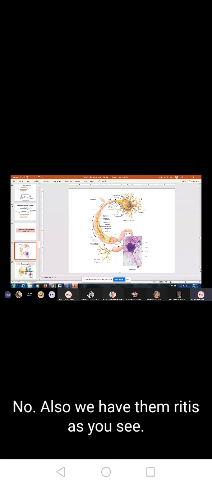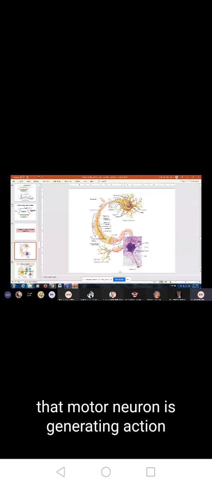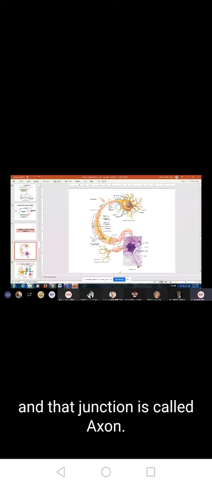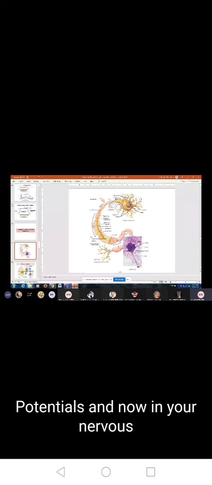Now, also we have dendrites, as you see, which are connected to the cell bodies. Now, these neurons, generally, if you have a motor neuron, that motor neuron is generating action potential at this part of a neuron, which is the junction between the cell body and axon, and that junction is called the axon hillock. We will see why we are generating the action potentials only in that part.